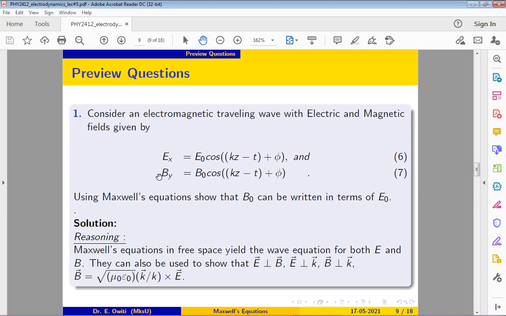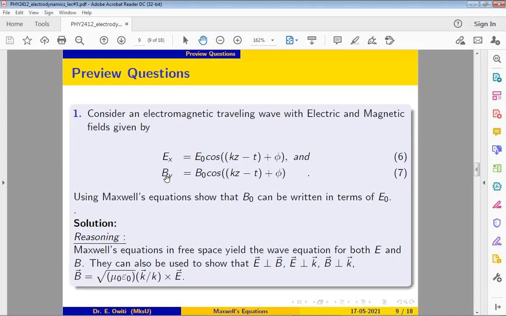Now, remember this, that the electric field is a vector quantity. And being a vector quantity, it must have the X component, the Y component, and the Z component. The magnetic field intensity is also a vector quantity, so it must have the X component, the Y component, and the Z component. So these are just extracts of the vectors. We have E X, which is not a vector, and B Y, which is not a vector, because these are components.